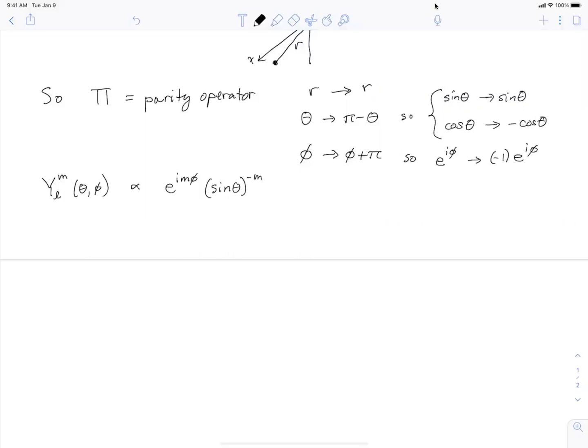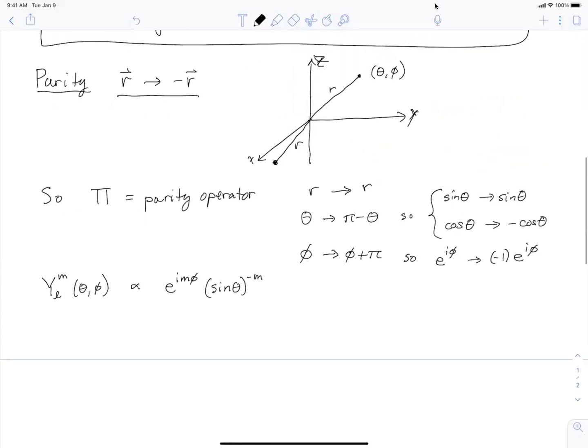I'm sorry, Professor. How does phi become phi plus pi? So we're flipping through the origin. My phi is the angle at which this point is measured. If I flip it to the other side down here, then the angle is getting replaced. It's just taking phi and moving it by halfway around the circle, in the XY plane. Okay.